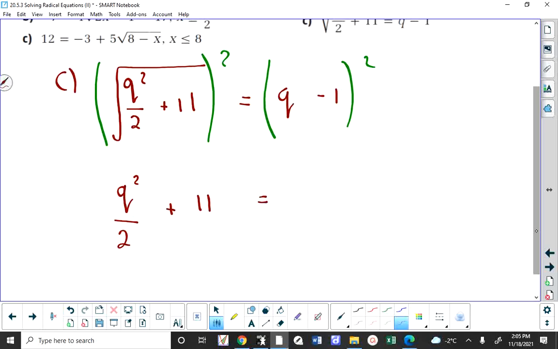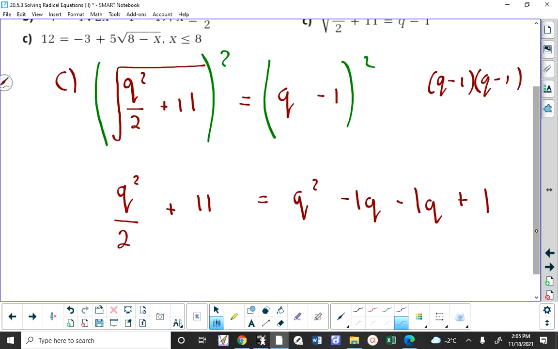And then when I square q minus 1, I get q squared minus 1q minus 1q plus 1. And I suspect that you, Kendra, and many other people would have just written q squared minus 2q plus 1. But don't forget that q minus 1 squared means q minus 1 multiplied by q minus 1. So that's what's going on there. I have to FOIL that.